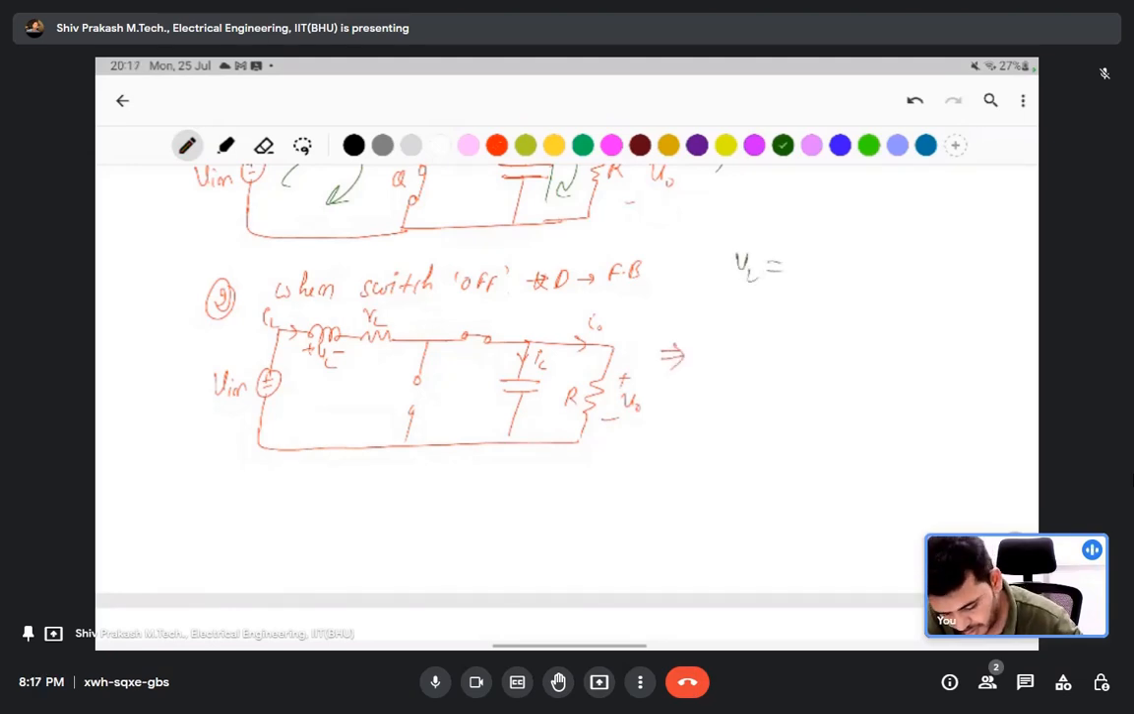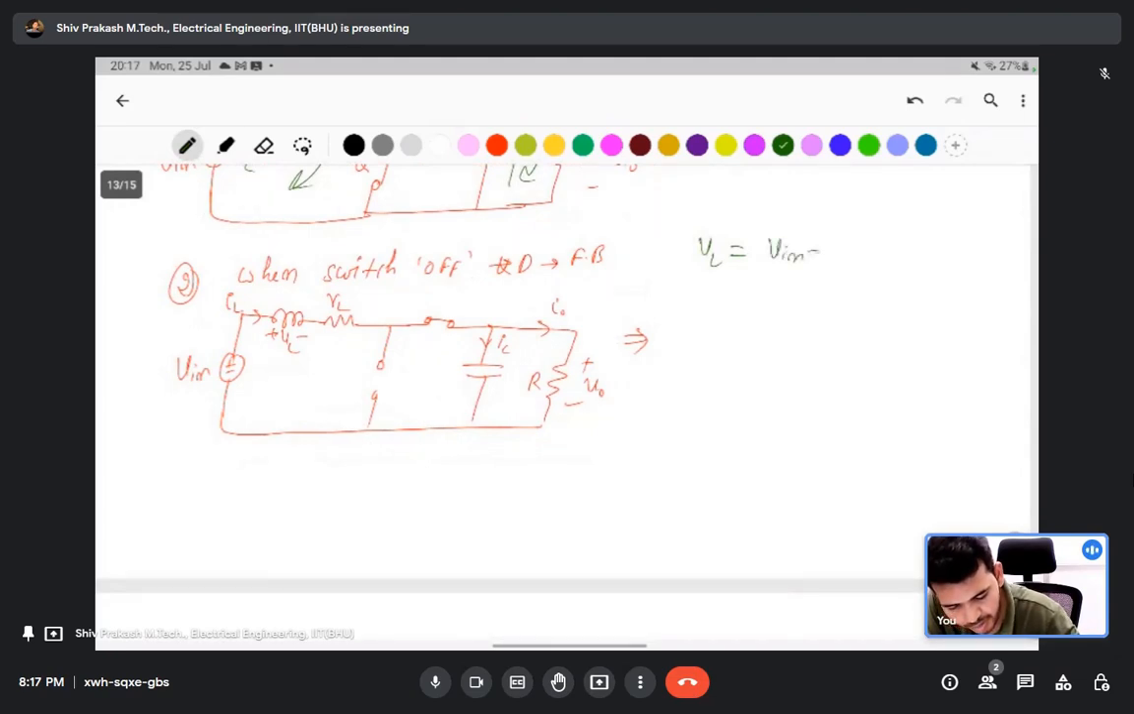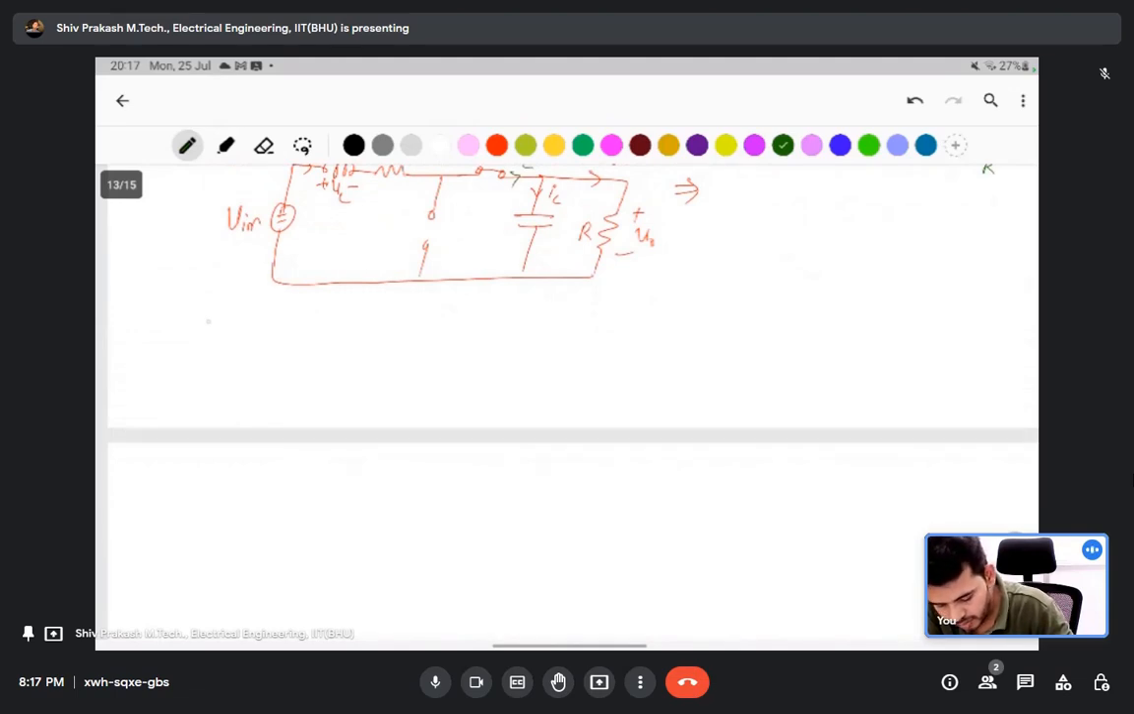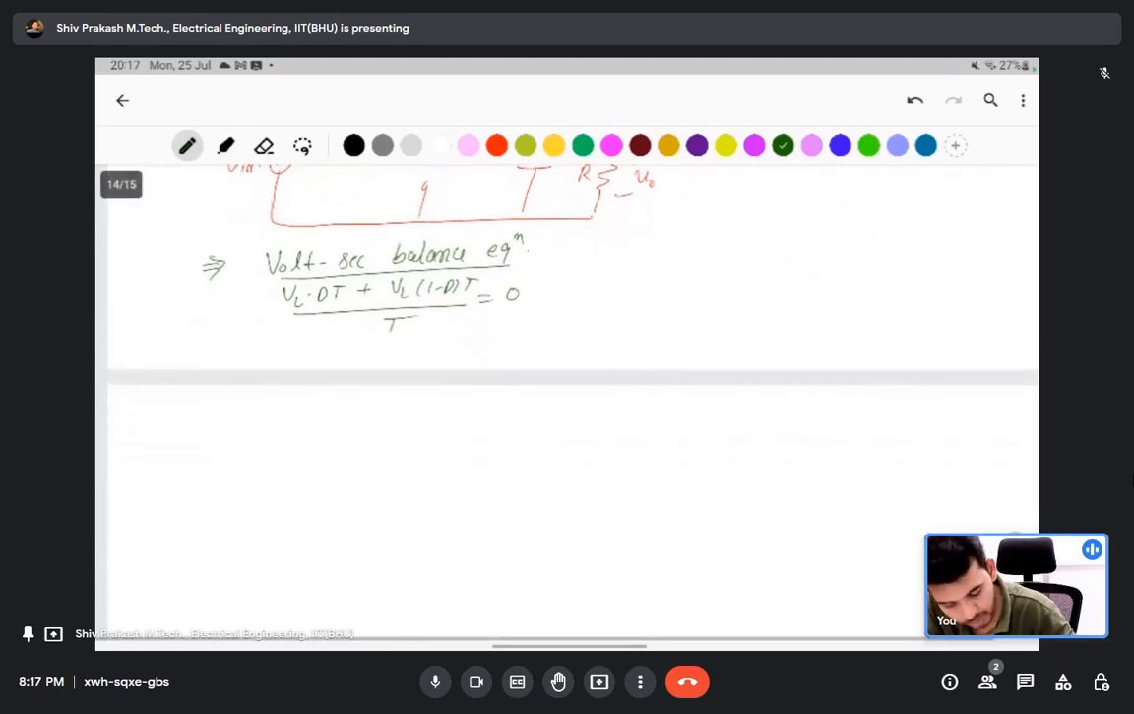Here VL is equal to V in minus V naught minus IL into RL, and IC is equal to IL, the same current here, minus I naught, which means IL minus V naught by R. So applied here, volt-second balance case: VL into D t plus VL into 1 minus D t, divided by T, the average voltage across the inductor, is equal to 0.